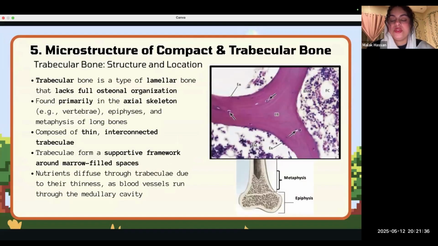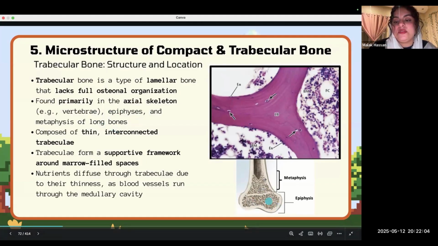Now let's talk about trabecular bone. So we're done talking about lamellar bone or cortical bone. Now let's talk about trabecular bone. Trabecular bone is a type of lamellar bone, and it doesn't have the full osteon organization. It's still lamellar bone, but it doesn't have the Haversian systems, okay? And primarily, like we said, it's found in the vertebra, the epiphyses, the metaphysis of long bones, in the trabecula.